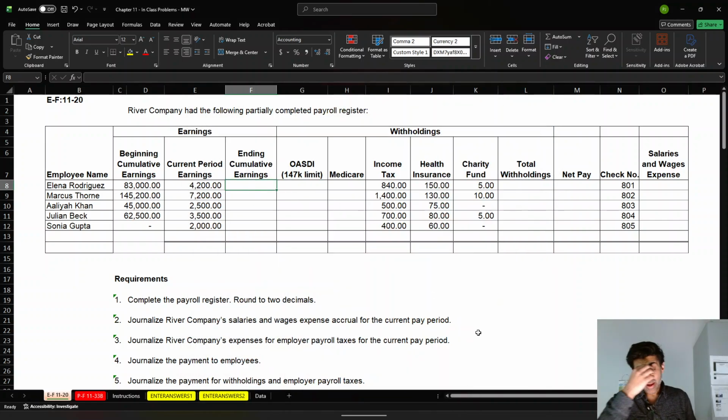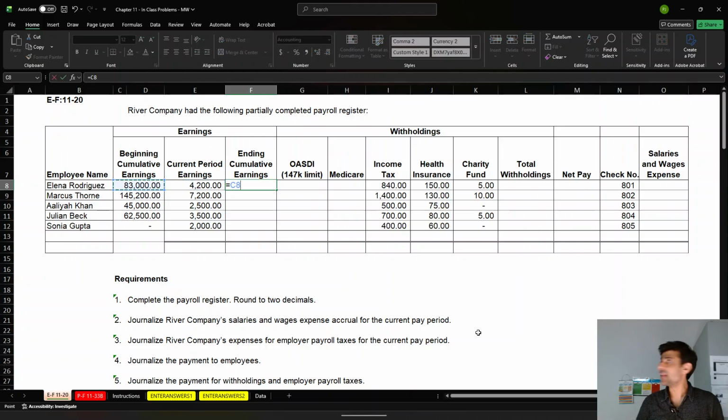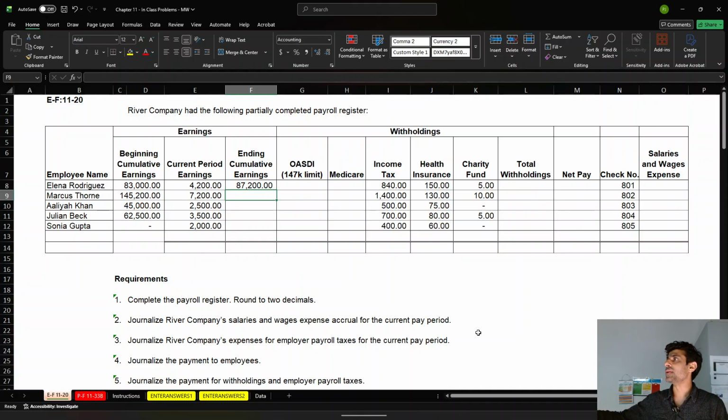Okay, so I'm just gonna go column by column and do this with Excel. I think if you got it right but didn't use the formulas, maybe you'll still learn something. Okay, so ending cumulative earnings, I just take the beginning balance plus the current period, and that will give me how much their cumulative earnings will be for the year after I've made this payment to the employees.